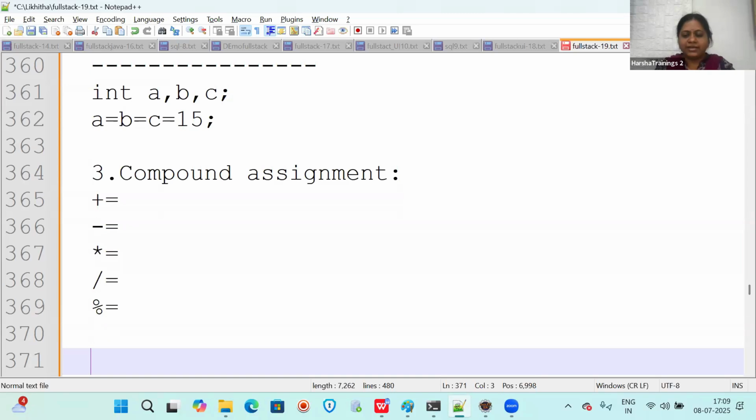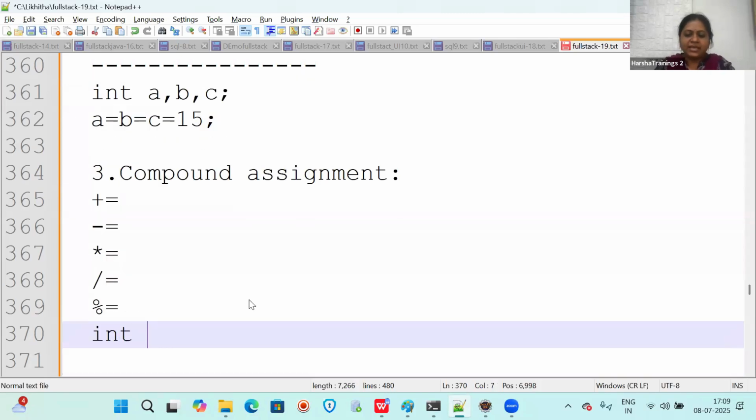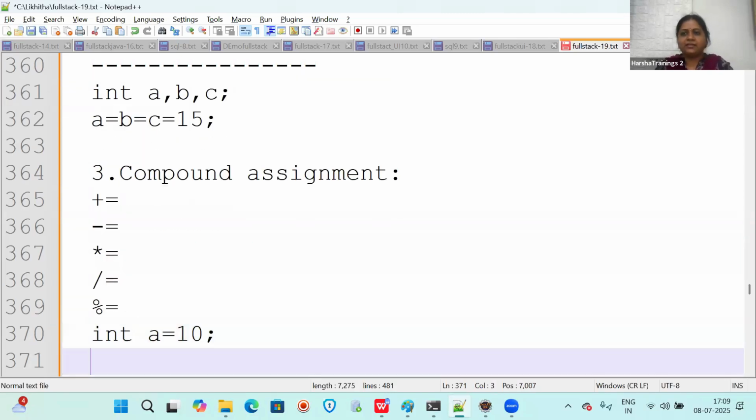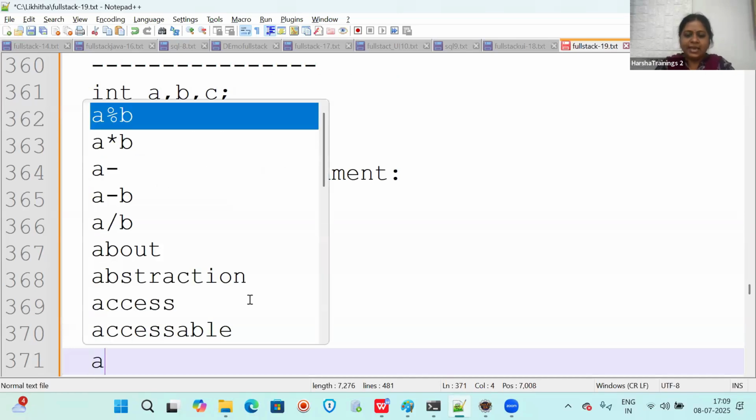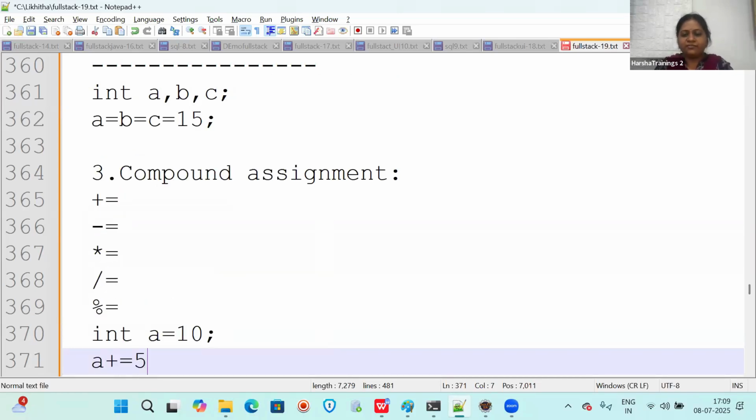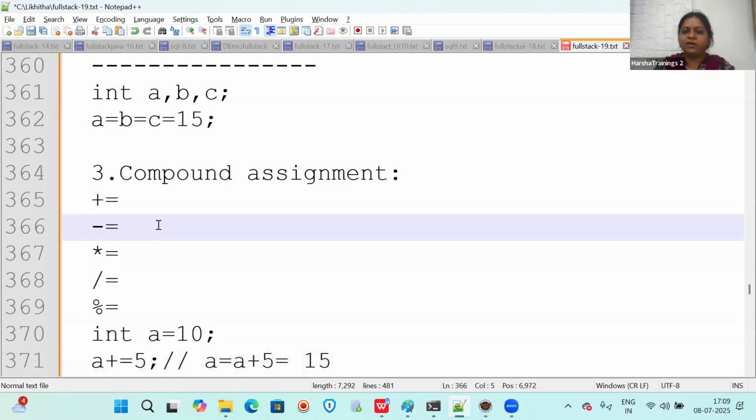Suppose you declare int a is equal to 10, and then you write a plus equal to 5. That means internally a is equal to a plus 5. What is the answer here? 10 plus 5, how much? 15. So writing a is equal to a plus 5 or a plus equal to 5, both are the same.